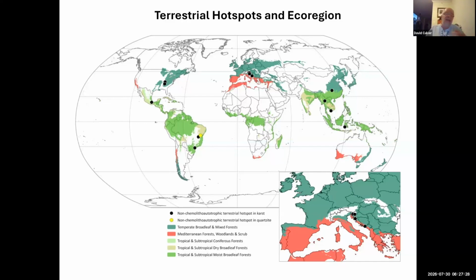So if we combine the idea of the Pleistocene with the idea of broadleaf forest, we can at least have maybe it's a bullshit explanation, but an explanation of the distribution of hotspot caves.